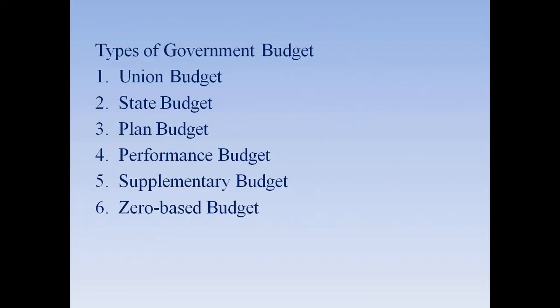Now, what are the types of government budget? The types of budgets are: number one, union budget; number two, state budget; number three, plan budget; number four, performance budget; number five, supplementary budget; number six, zero-based budget. These are the types of budgets. But we will focus more on these two, that is union budget and state budget. Just go through plan budget, performance, supplementary, zero-based.